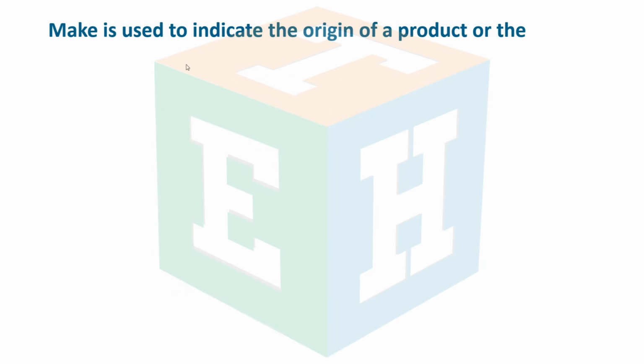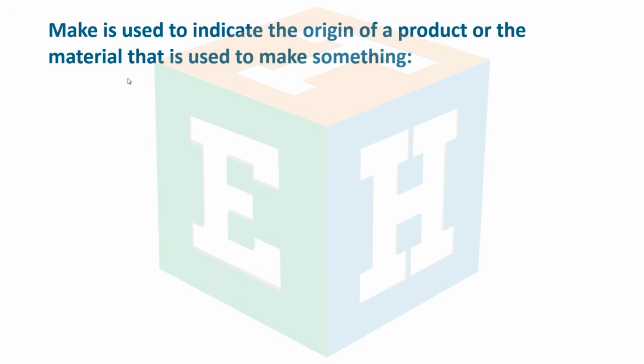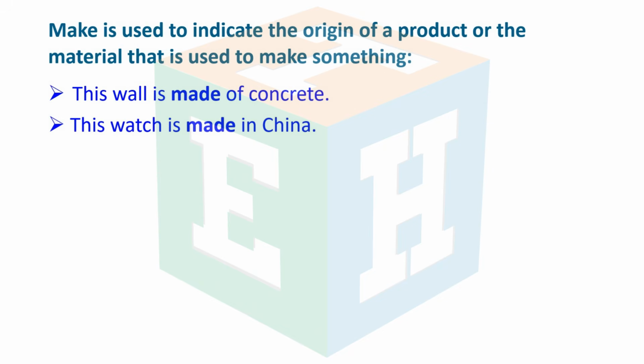Make is used to indicate the origin of a product or the material that is used to make something. Example: This wall is made of concrete. This watch is made in China. Wine is made from grapes.